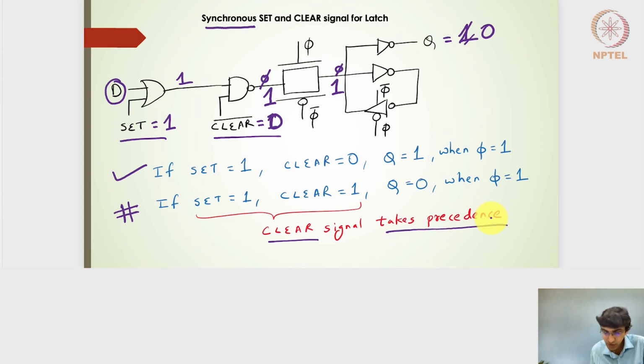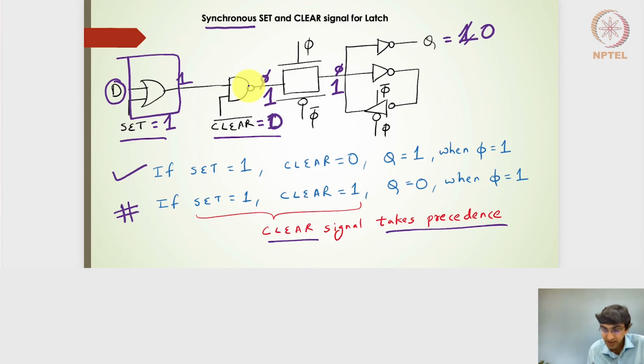The other way is to give the set more precedence, to swap the positions of the set and the clear. So this particular NOR gate, if I put it here, and then the NAND gate, if I put it here, the other input of the NAND gate is the D signal, and this input is the clear. Then in that case, the set will take more precedence than that of the clear signal. So hope this is clear.